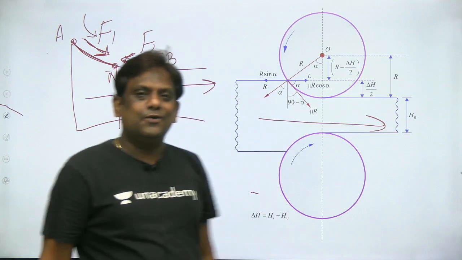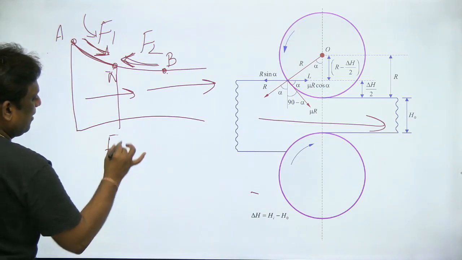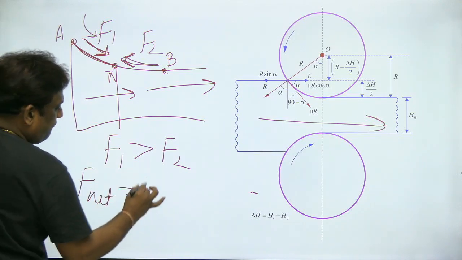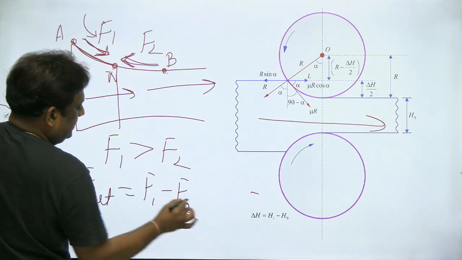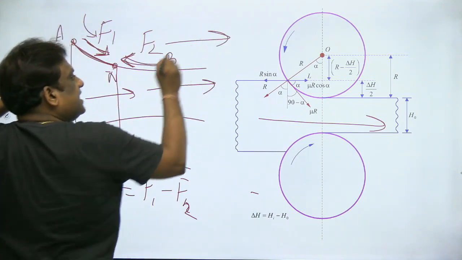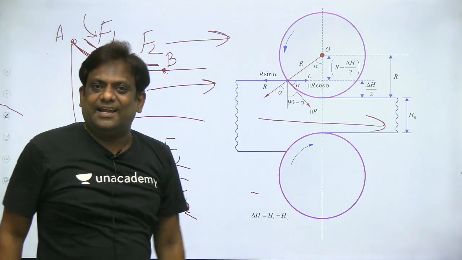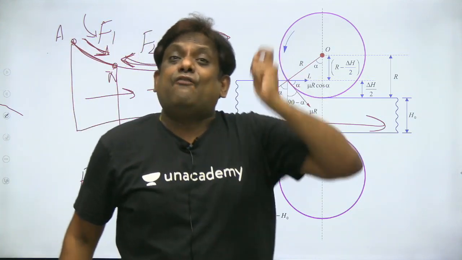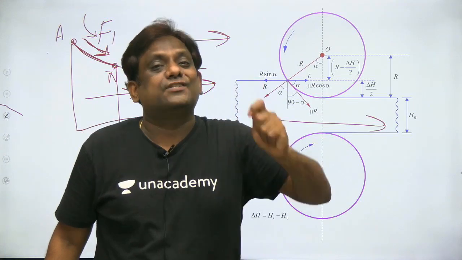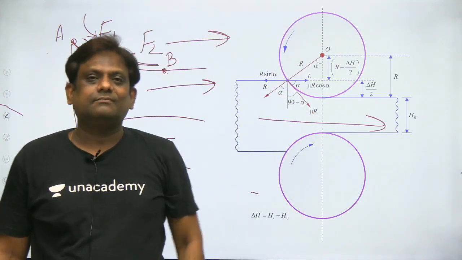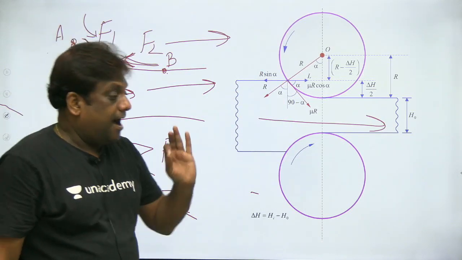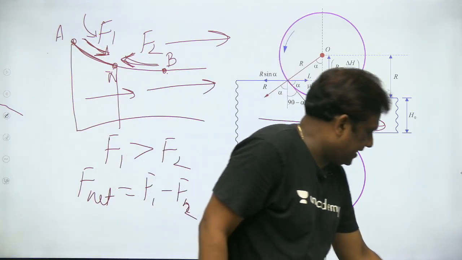So which force should be more? Definitely F1 should be greater than F2, then only F net, which is F1 minus F2, will be to the right. If this is greater, then only the net force will be in this direction, and my component will move in the right direction. Therefore, the frictional force in the lagging zone is greater than the frictional force in the leading zone. Very, very important. Observe carefully.